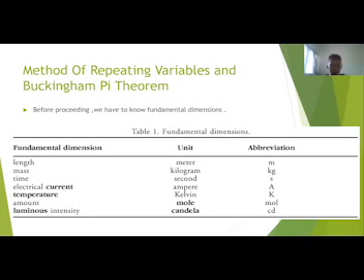So now I'll be showing you the method of repeating variables and Buckingham Pi theorem. Before proceeding, we have to know the fundamental dimensions, as they are used a lot in Buckingham Pi theorem. The fundamental dimensions are length, mass, time, electric current, temperature, amount, and luminous intensity.